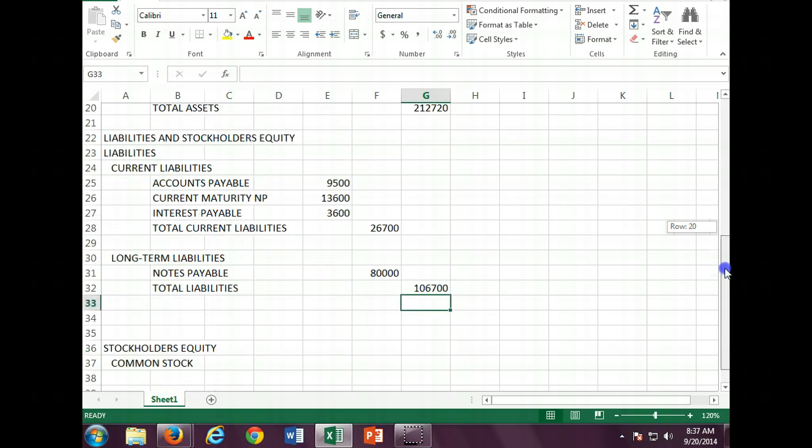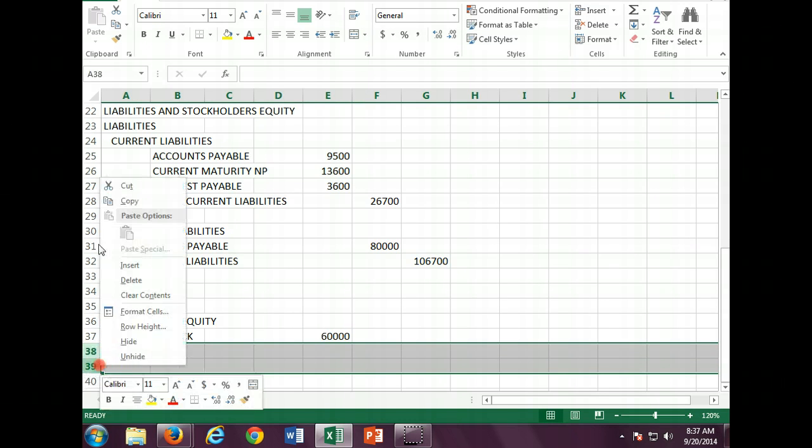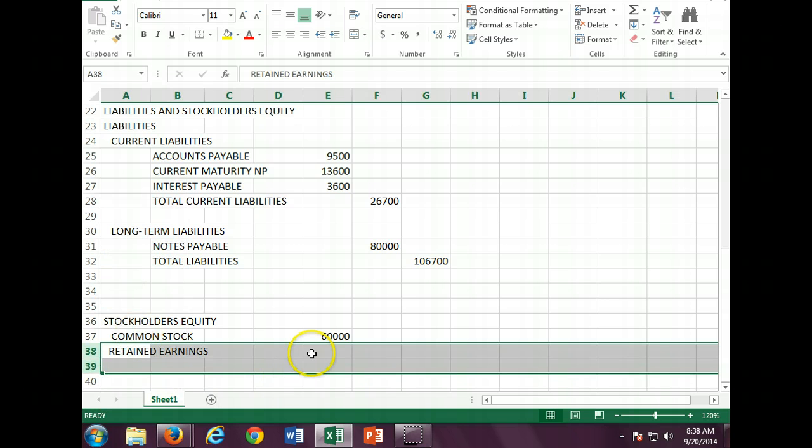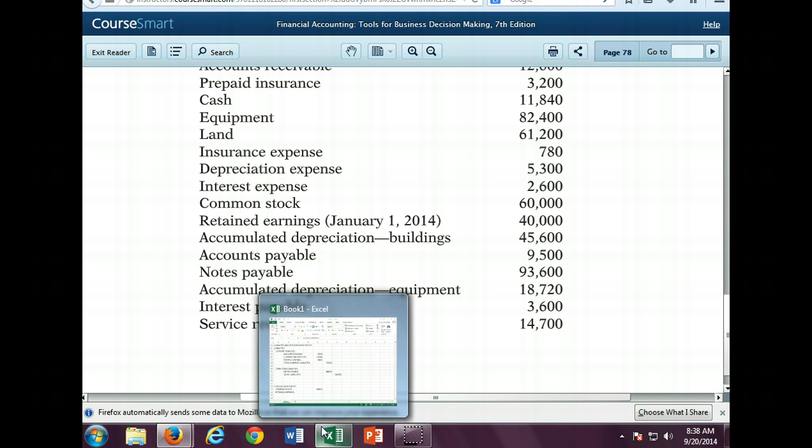Now let's start on our stockholders' equity section. How much is the common stock? 60. Now let's go to retained earnings, and I bet you this is where you got confused. The retained earnings, let's look at this. We have service revenue here of 14.7 because the retained earnings starts with a beginning balance. What do we add to it? Net income. What do we subtract? Dividends.